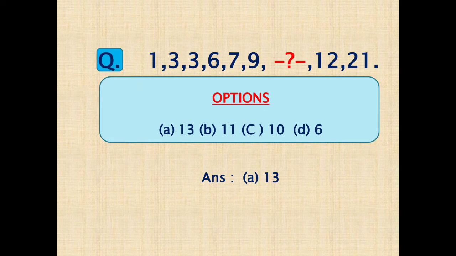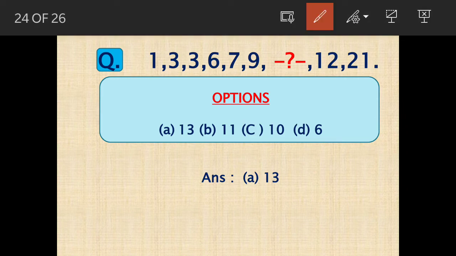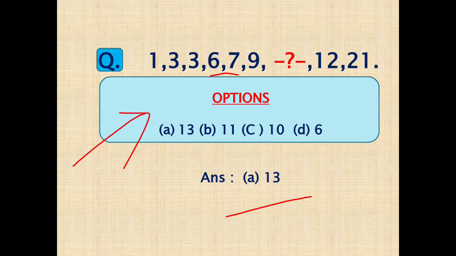Now next question. A series is given. Again it's a very long series, so it is a mixed series, 1, 3, 3, 6, etc. Options are given. The answer is option A, 13. Now we'll see how we have arrived at this option.